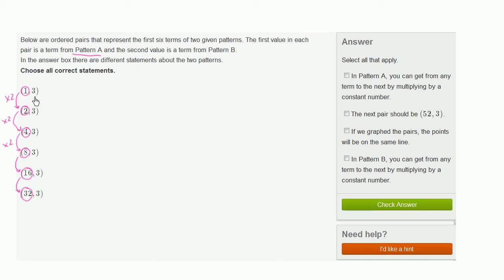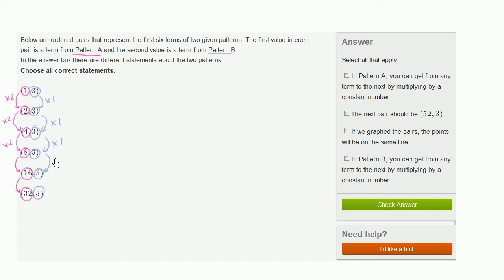Now let's think about what's going on with pattern B. Pattern B is the second number in each of these pairs, and it's just always 3. There's a couple of ways to think about it. You could just say pattern B is always 3. You could say pattern B starts at 3 and we're just adding 0 every time. Or you could say that pattern B starts at 3 and we are multiplying by 1 every time. Either of those would give you just 3 showing up over and over again.